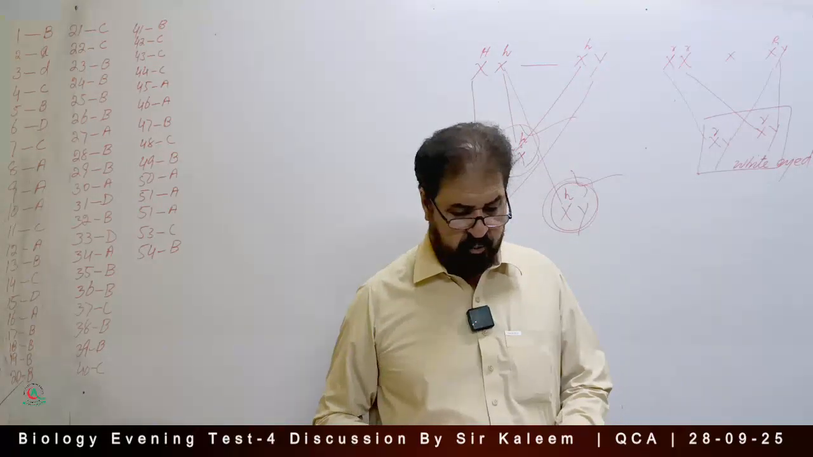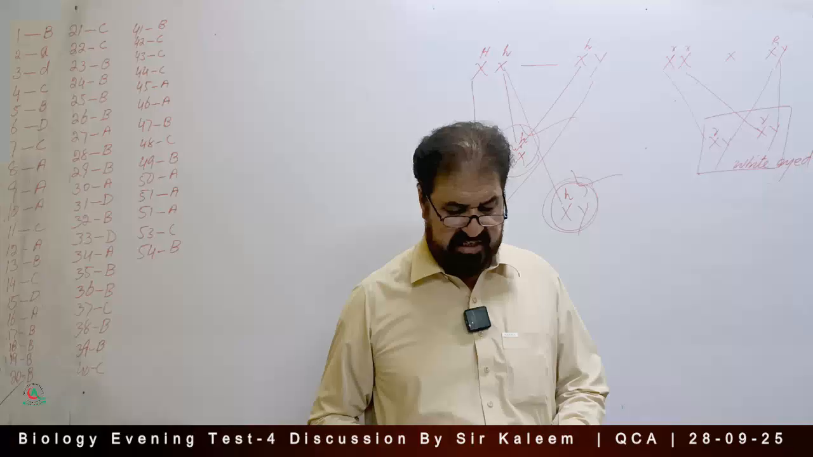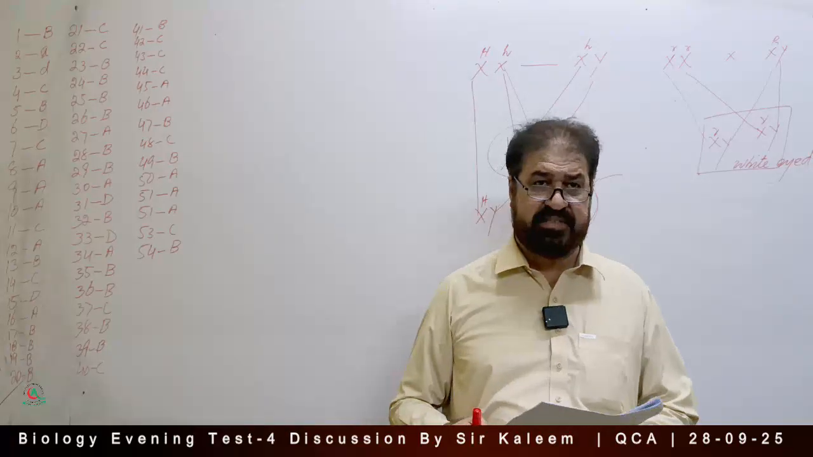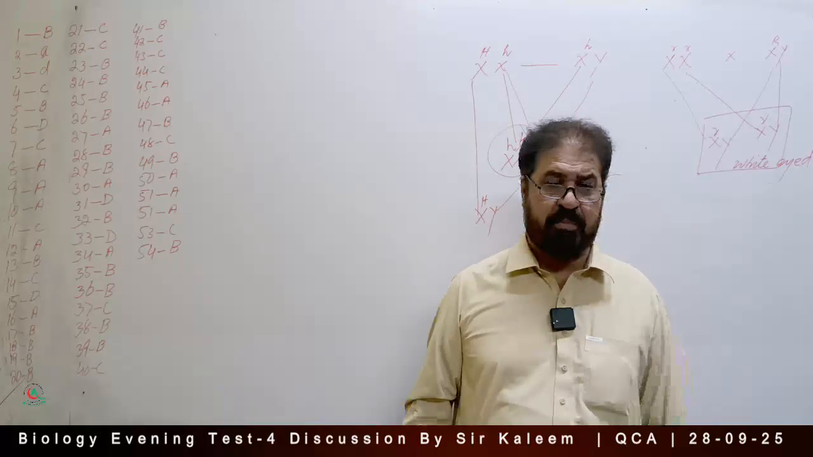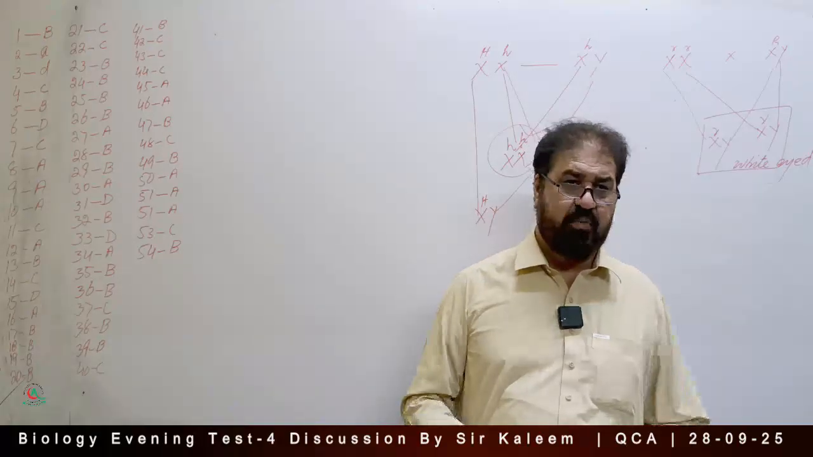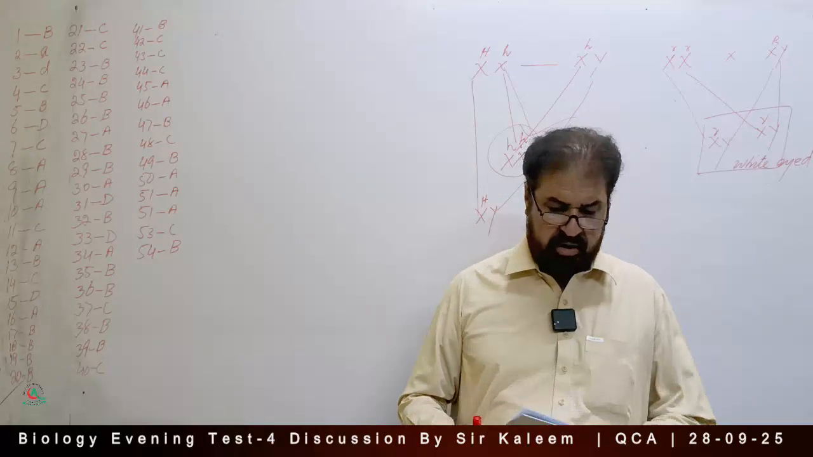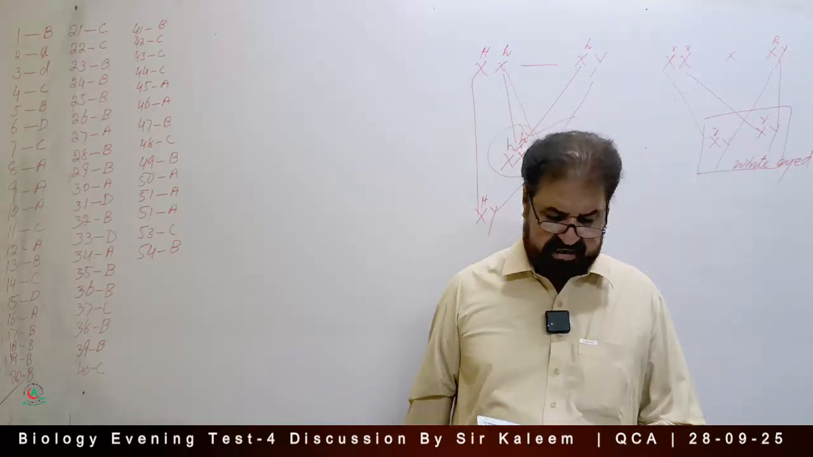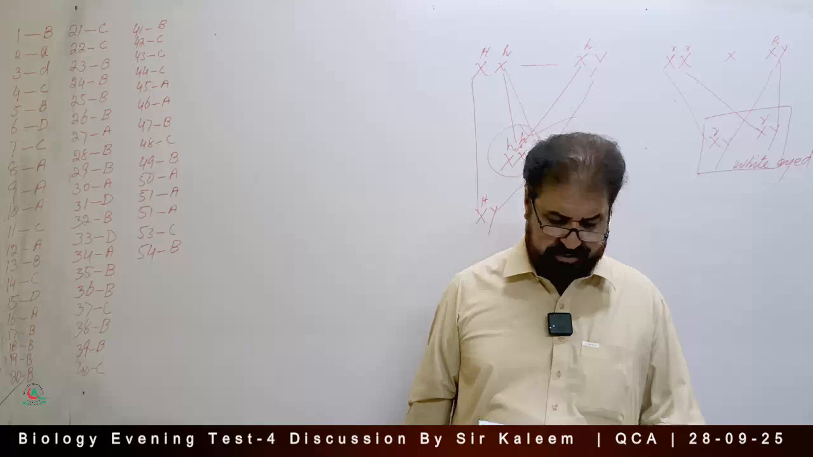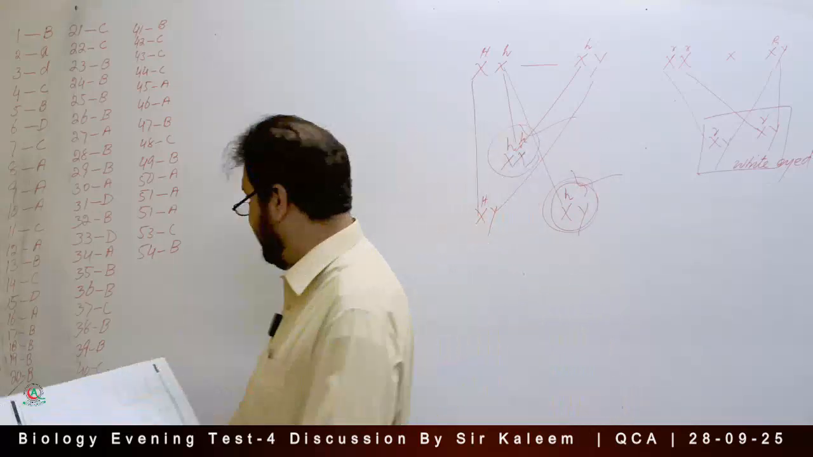Question number 55. Which nitrogenous waste is least soluble in water? Uric acid. One gram of nitrogen in the form of uric acid needs only 1 ml of water. So uric acid is least soluble and needs a small amount of water. So, option C is correct.